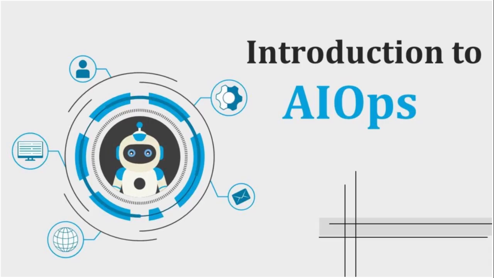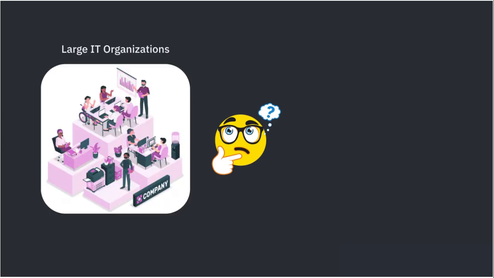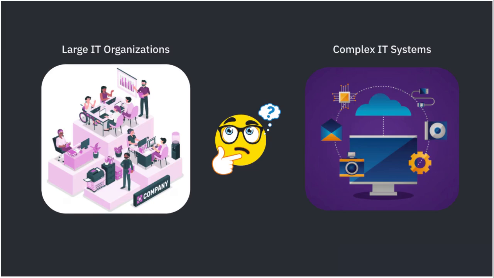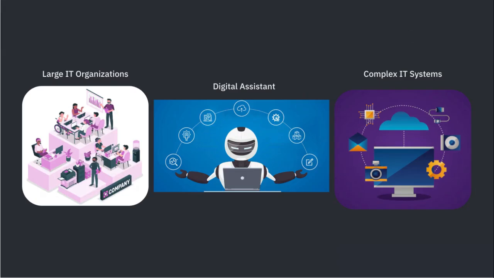And welcome to this lesson on AIOps, or Artificial Intelligence for IT Operations. If you've ever wondered how large organizations manage their complex IT systems, keep everything running smoothly, and fix issues before they become a problem, you're about to find out. AIOps is like having a 24/7 digital assistant that ensures your technology works as it should.